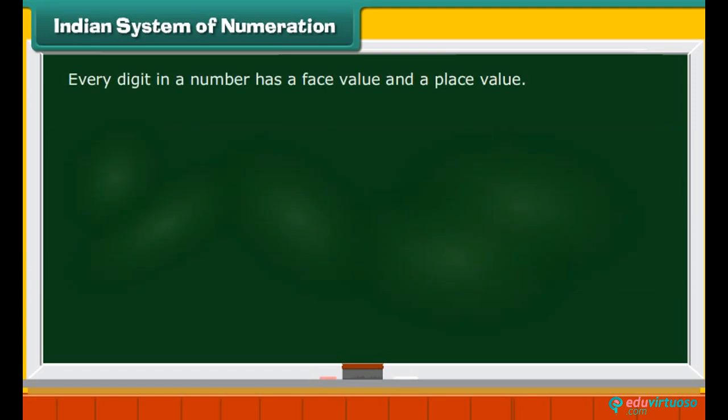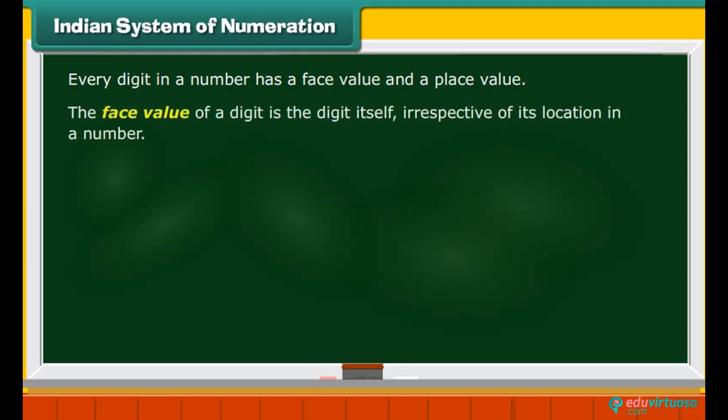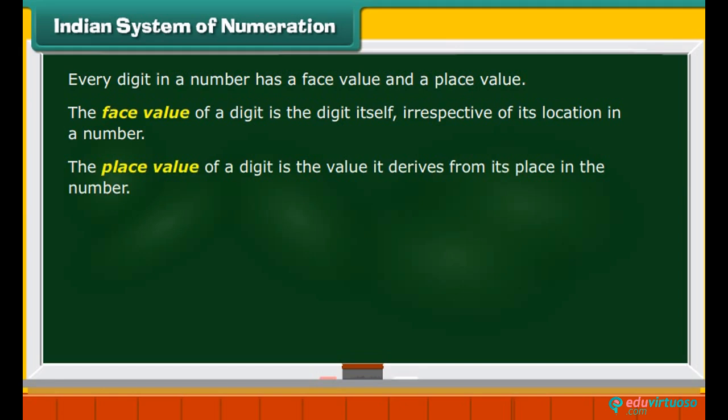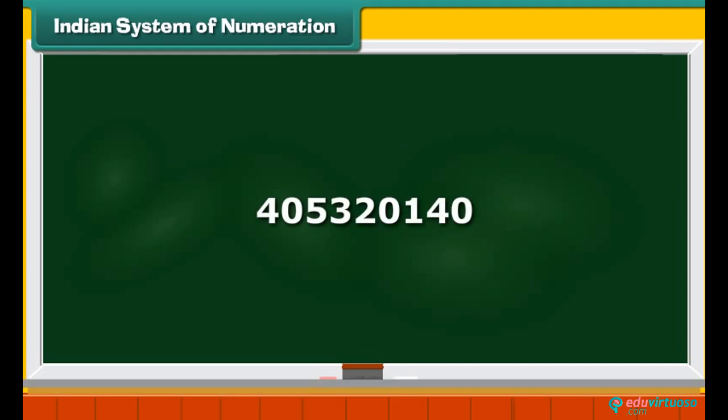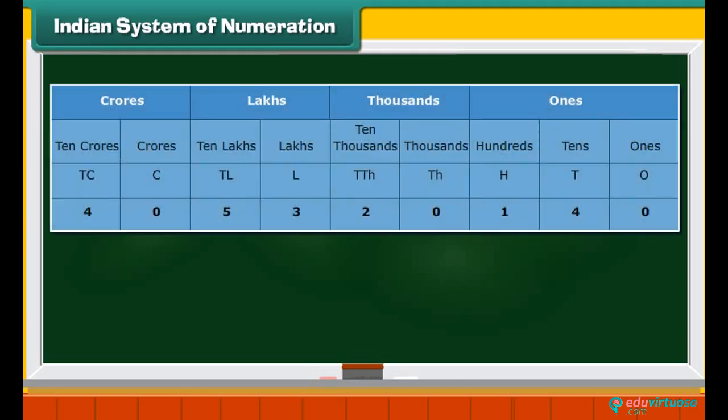Every digit in a number has a face value and a place value. The face value of a digit is the digit itself, irrespective of its location in a number. The place value of a digit is the value it derives from its place in the number. The place value chart makes it easy to read a number. Let us see how. Consider the number 40532014 0. First, we arrange it in the place value chart.